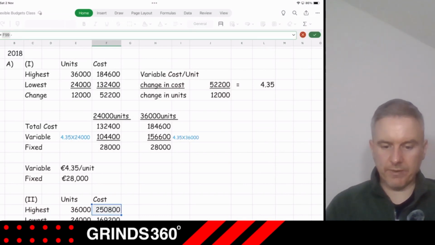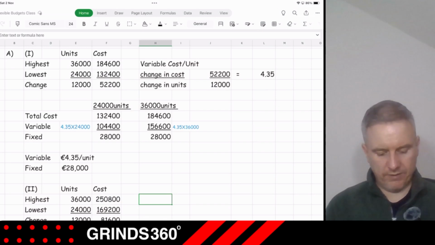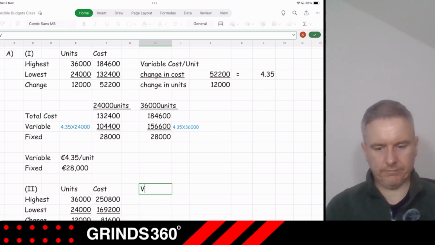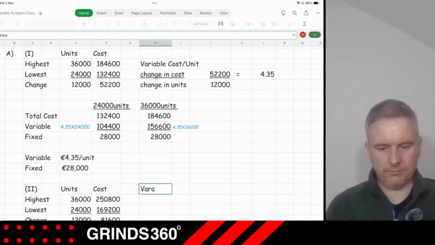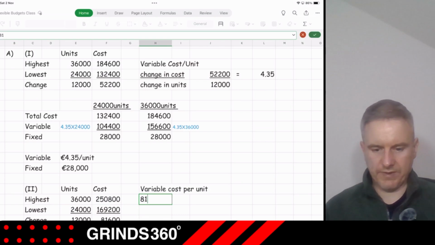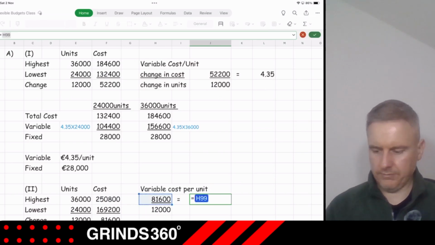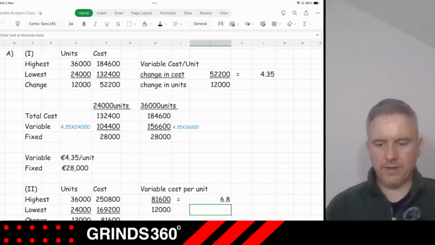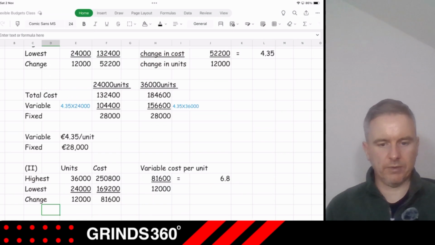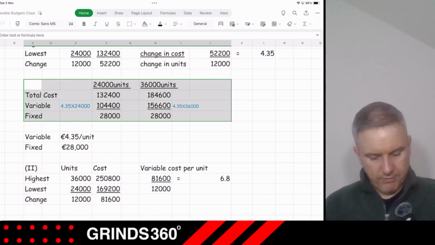And do double check those the way I was doing it there when you're in the exam. You don't want to lose marks on that. So your variable cost per unit. So we'll have our change 81,600 over 12,000. So €6.80, and then we're going to get the fixed element. So I'll just copy this down just to speed this up.